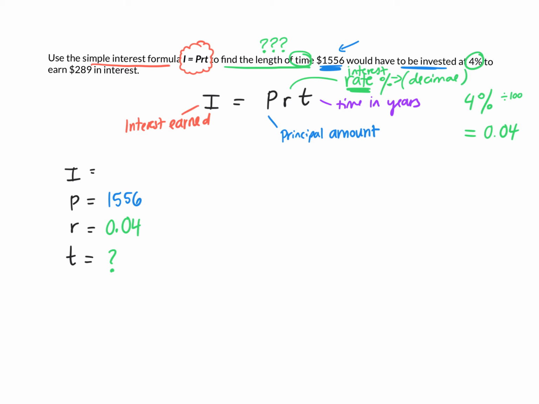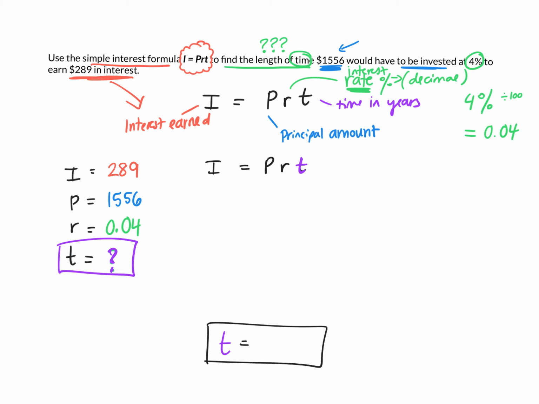So find the length of time, $1,556 would have to be invested at 4% to earn $289 in interest. That is the interest earned, so that would be replaced with the variable I. So we're trying to figure out T. We have our formula, I equals P times R times T, and we are going to try and get this T all the way by itself. This is what we're trying to solve. We're trying to isolate for T.